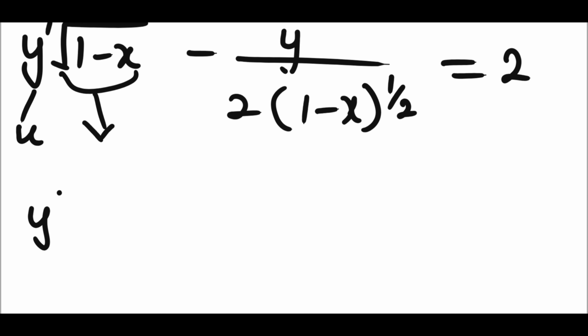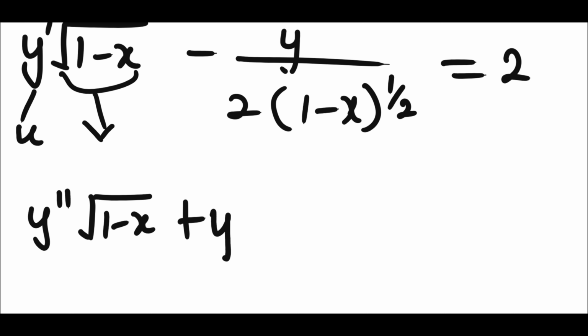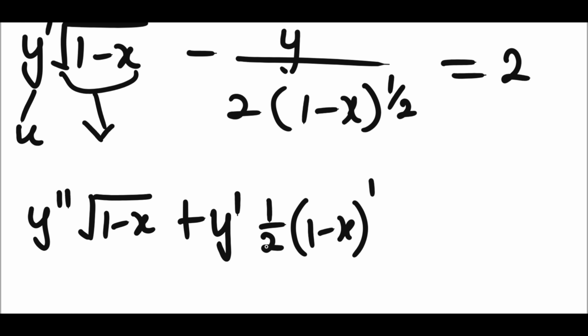So it's going to be y prime prime. Then we maintain our v, which is the square root of 1 minus x, plus you will now maintain your y prime, and also differentiate the square root of 1 minus x. When you differentiate that one, the power will be half, so we bring the power down. Then 1 minus x in bracket, then half minus 1, multiply by the derivative of what you have inside. So it's going to be times negative 1.